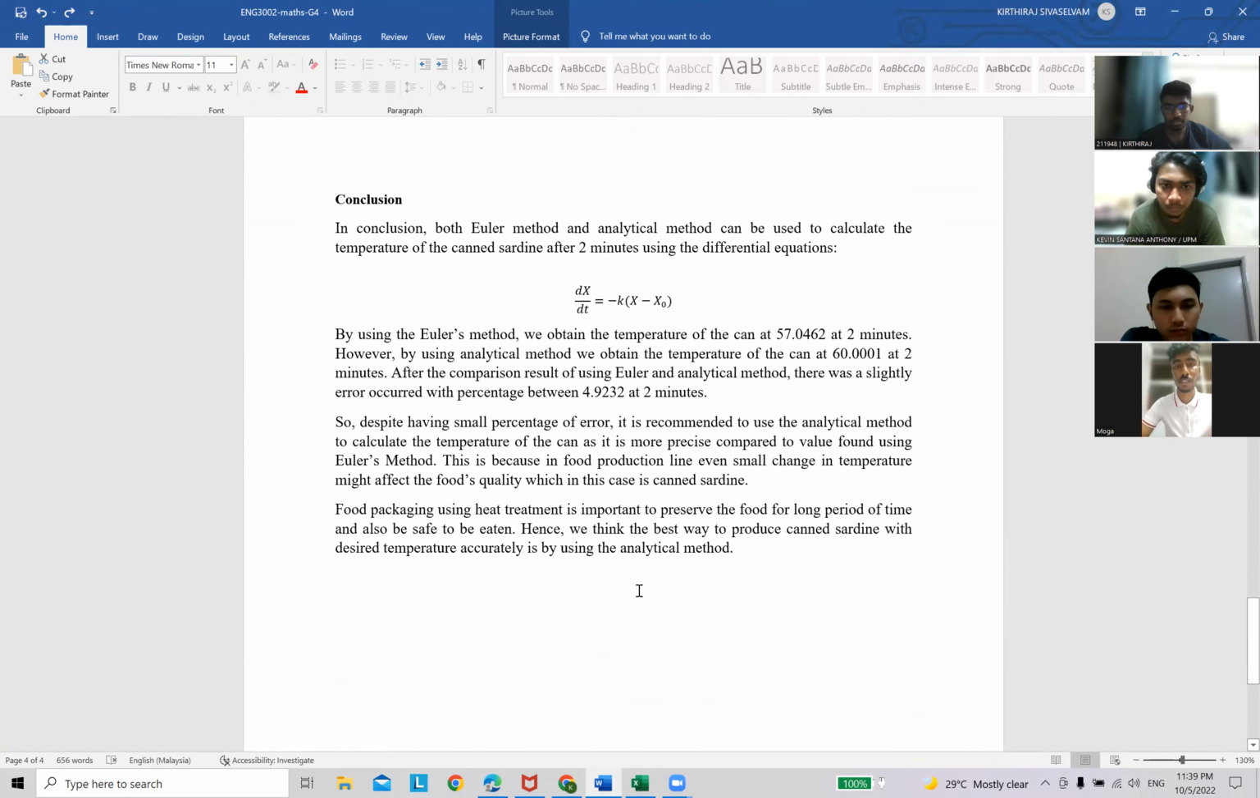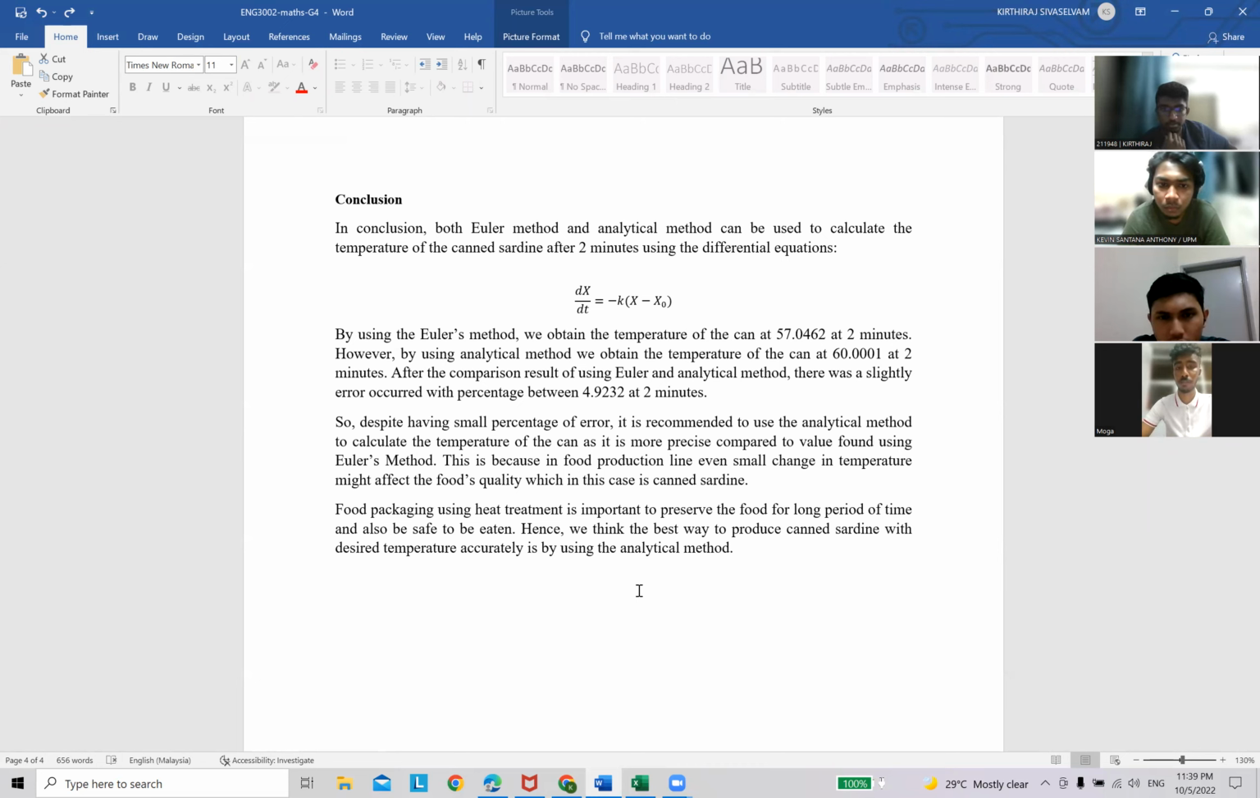So in conclusion, both Euler's method and analytical method can be used to calculate the temperature of canned sardine after 2 minutes using the differential equation given below, which is dx over dt equal to negative k times (x minus x infinity). And the next one, the comparison I already explained just now. So I move on to the next one.